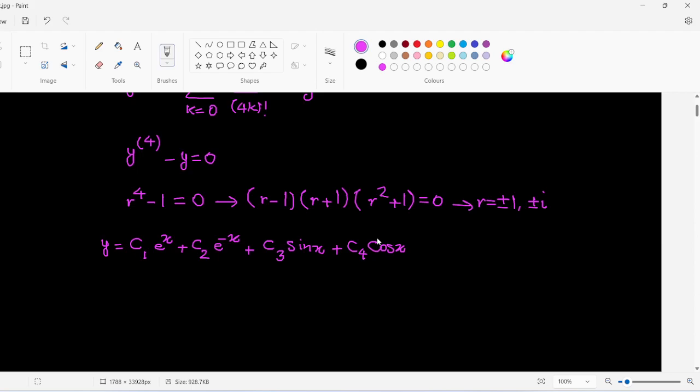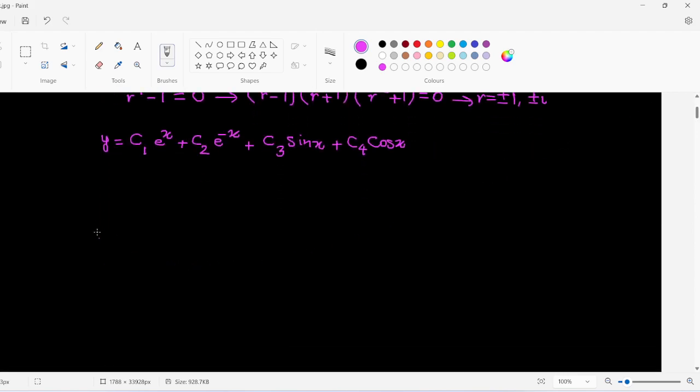And to find those, we need to use some initial conditions, which are simply the value of y and its derivatives up to the third order at x equal to 0. So we're also going to need to differentiate this expression 3 times and get 4 equations for the 4 unknowns, c1 through c4. The first derivative is c1 e to the x minus c2 e to the negative x plus c3 cosine of x minus c4 sine of x.